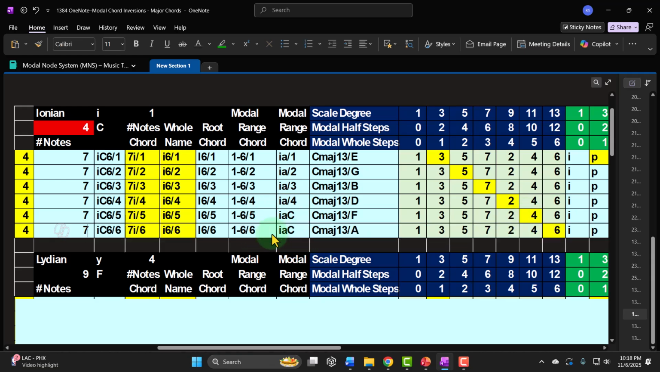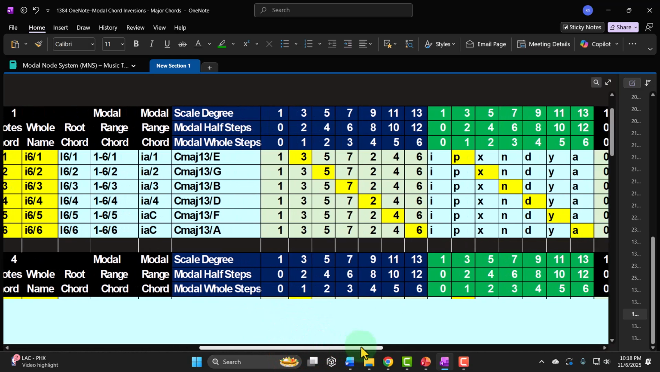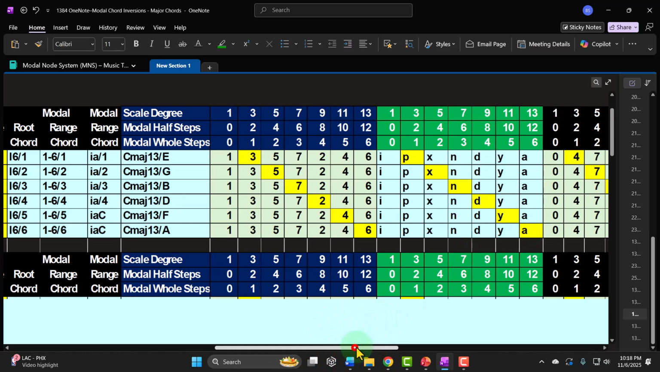So then we have finally a C major 13/A for inverting on the last one, which would be better called a 7-note Ionian /6, or an I6/6, 7-note Ionian 6th inversion, or an Ionian 6 modal whole step 6th inversion. You go 6 modal whole steps up, and that's the point of inversion, which in this case is on the Aeolian node, node number 6.